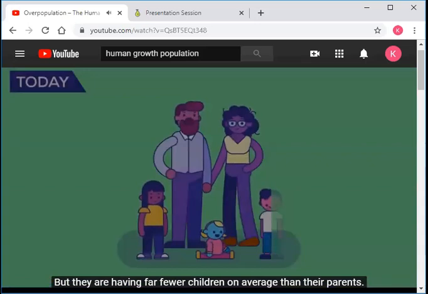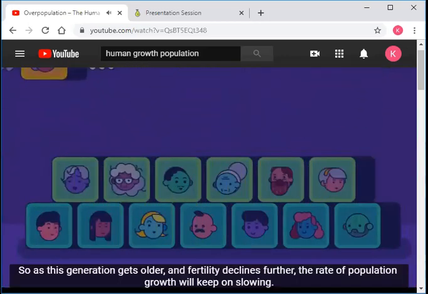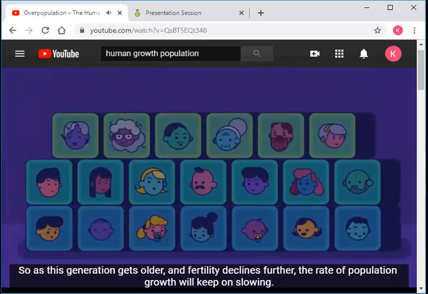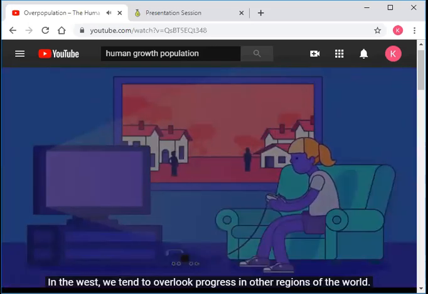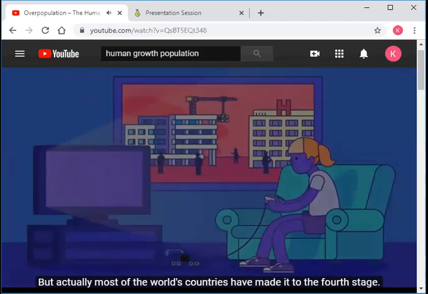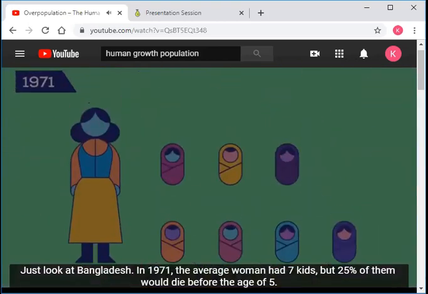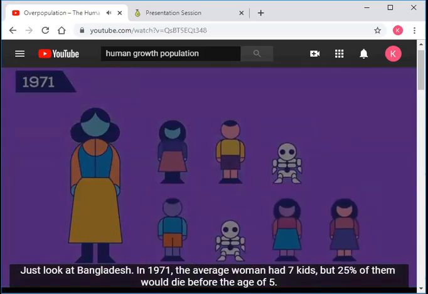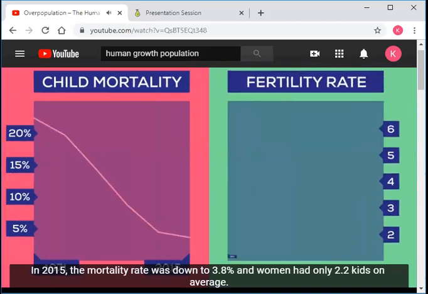But they are having far fewer children on average than their parents. The average today is 2.5. It was 5 40 years ago. So as this generation gets older and fertility declines further, the rate of population growth will keep on slowing. This is true for every country. In the West, we tend to overlook progress in other regions of the world, but actually most of the world's countries have made it to the 4th stage. Just look at Bangladesh. In 1971, the average woman had 7 kids, but 25% of them would die before the age of 5. In 2015, the mortality rate was down to 3.8%, and women had only 2.2 kids on average.